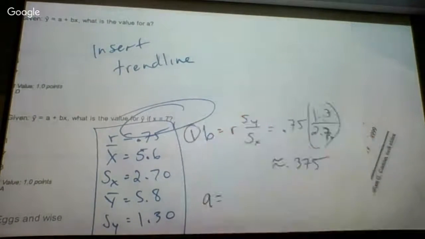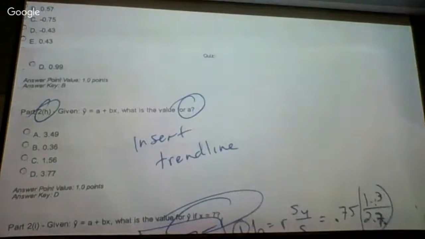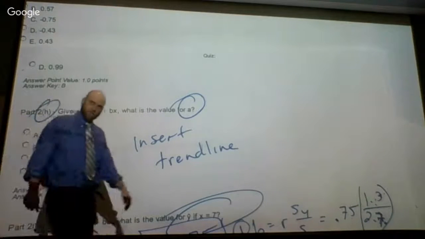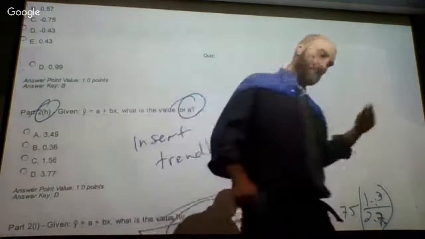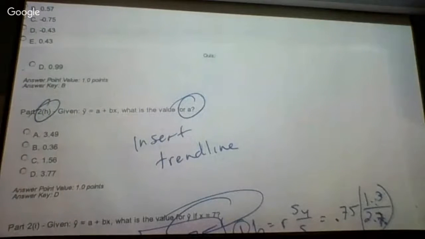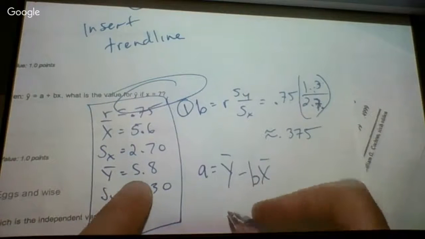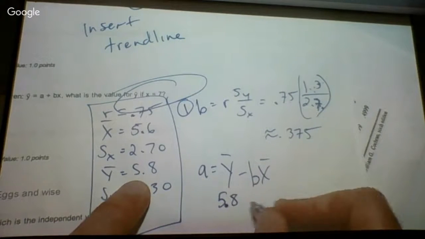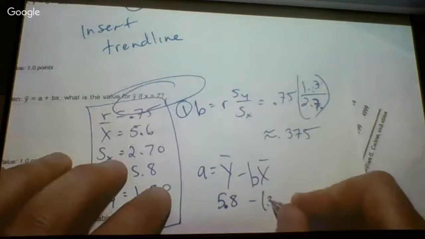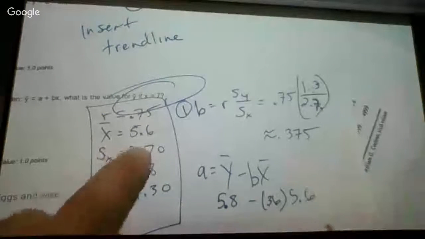Once we solve for B, step 1, we solve for A, which is actually what we're doing in number 25. What's the formula to solve for A? Gerard? Y bar minus B X bar. Spot on. And if we have those three inputs, I come over here, say y bar is 5.8, B was 0.36, X bar is 5.6.